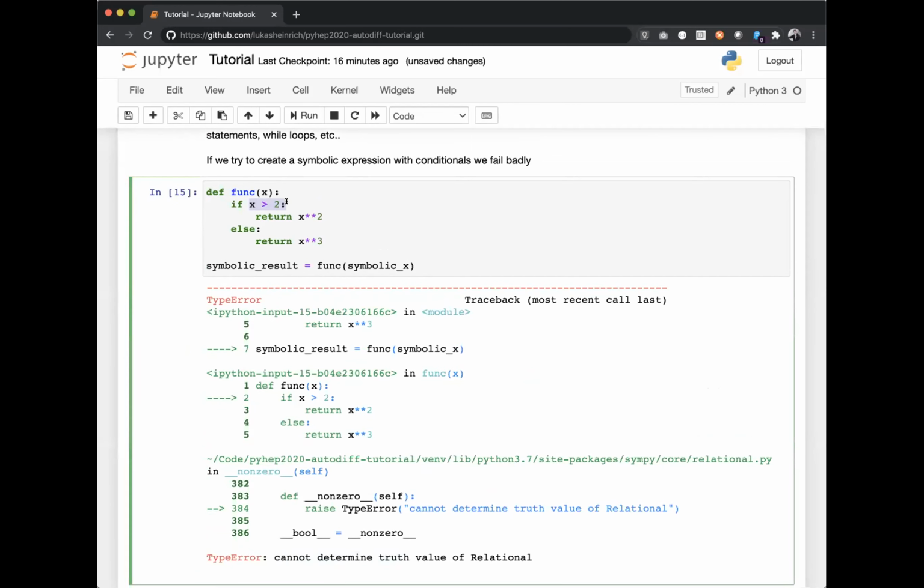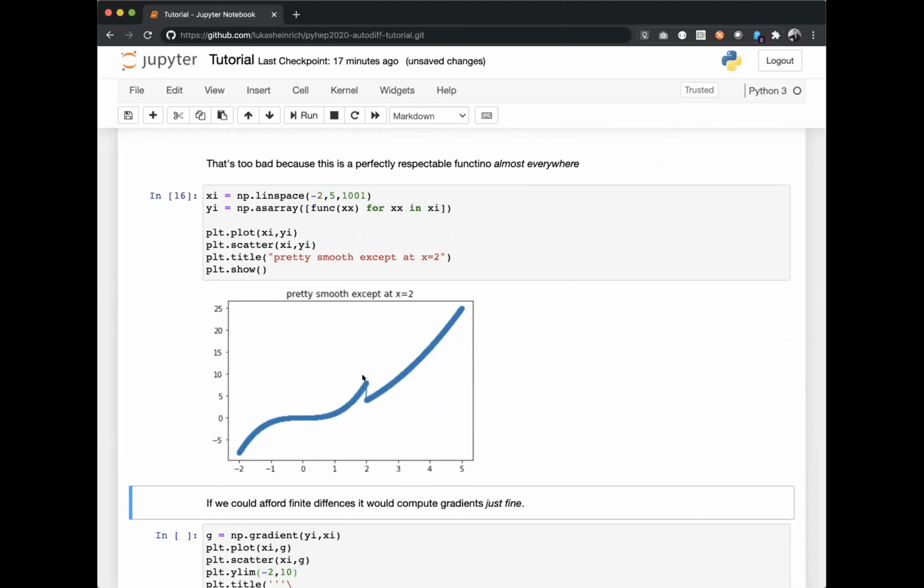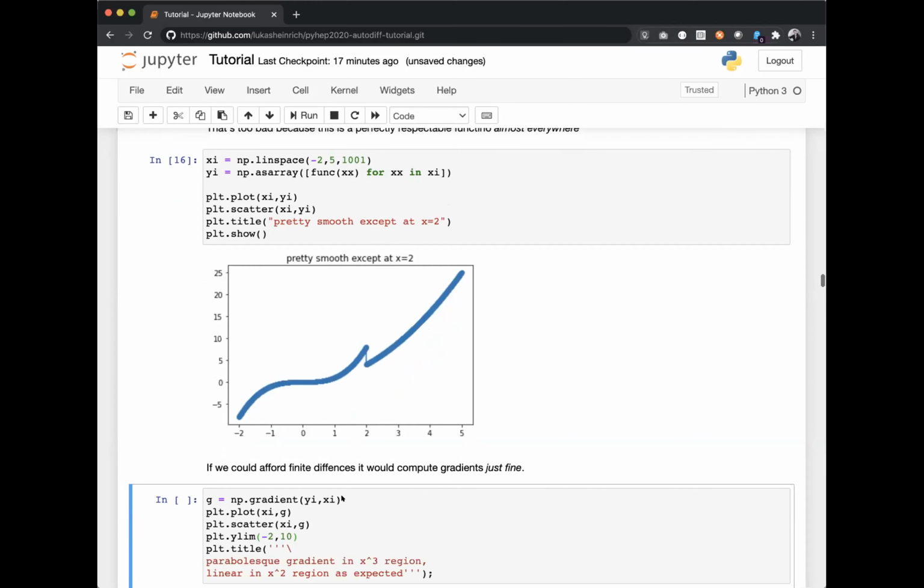original function, this is what it looks like. It's very smooth. It's a pretty nice function actually, right? But it has this one point where it doesn't have a well-defined derivative, but everywhere else it has a derivative. And so if we went back to the finite differences way, which is the dumb version of computing derivatives, but the robust one, the gradients compute just fine.